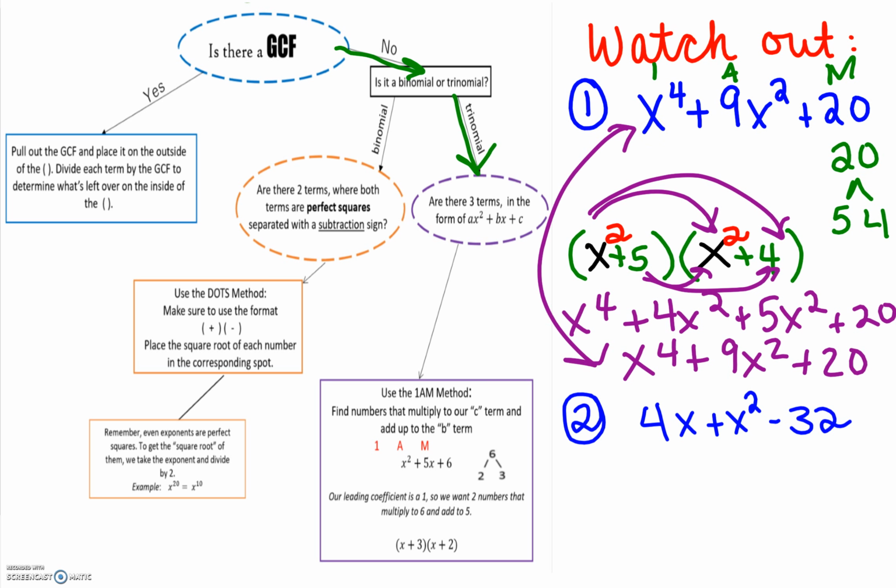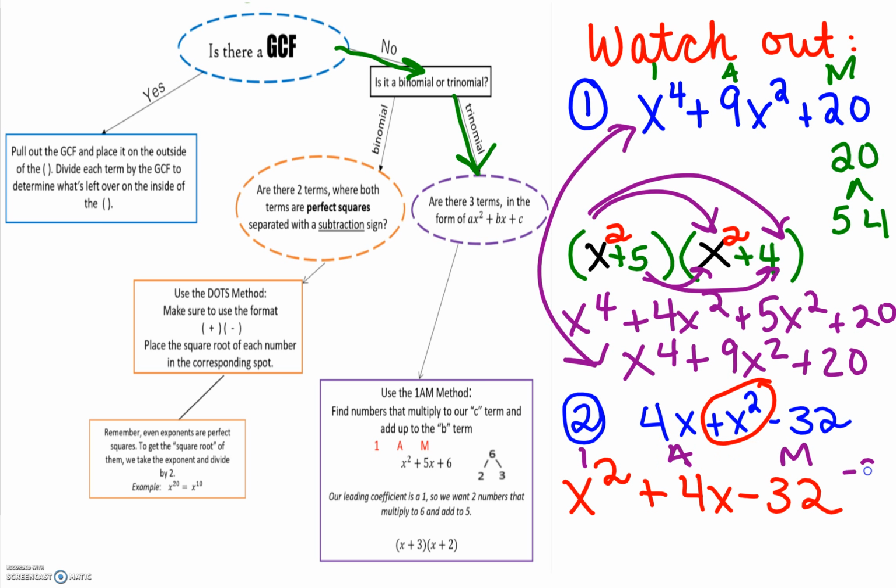And the last one that I want to go over is 4x plus x squared minus 32. We should notice something about the given trinomial, and that is that it's not in standard form. So the first thing we want to do is place it in standard form. So we're going to take our x squared, write that first, then 4x minus 32. From here, we should notice that we have a 1A problem.